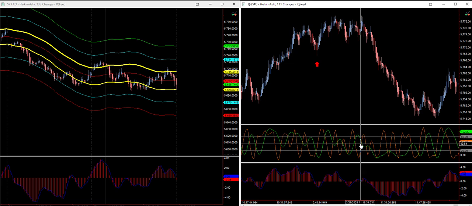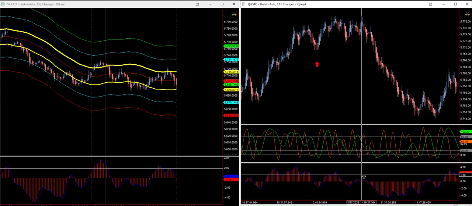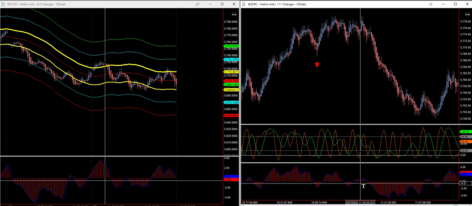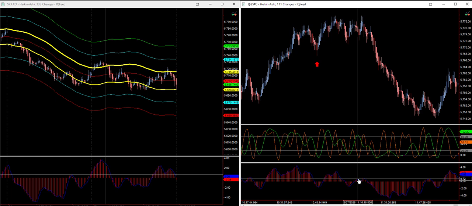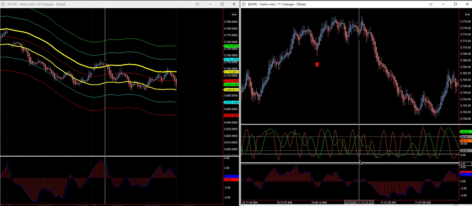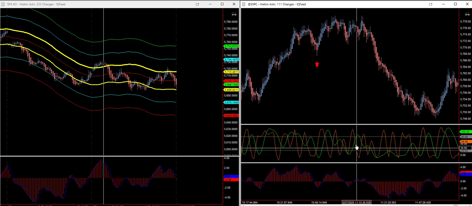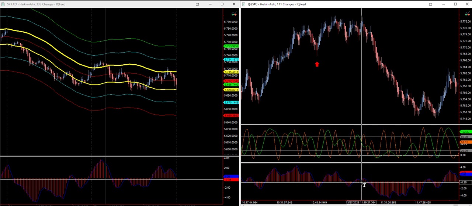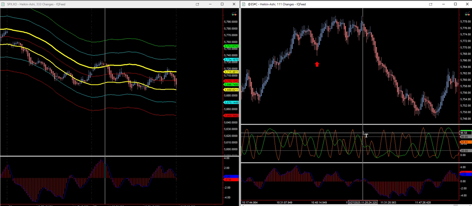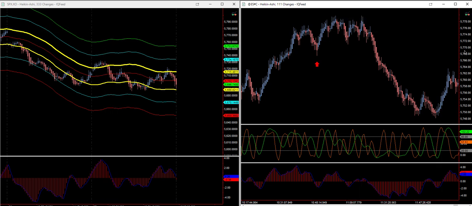Why not here? Why not here? Well, why not? Remember, I'm putting these two things together. This Fisher told you to start looking for shorts. I want this oscillator, the orange one, to be on the upper side, and there it is, and the Fisher to be on the upper side, and there it is. We initiate a short position here.